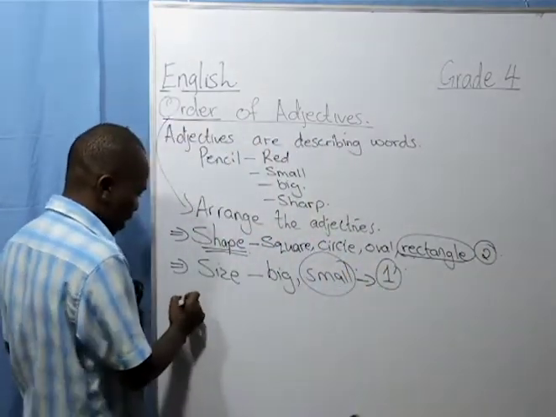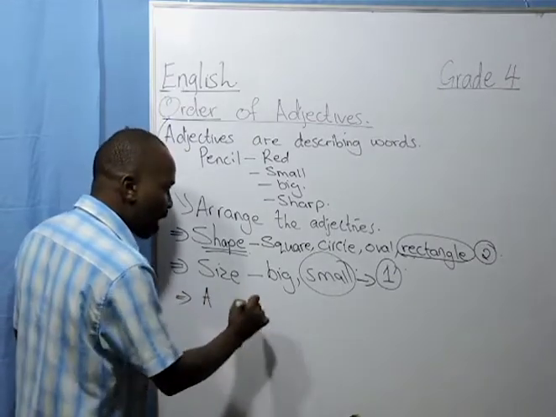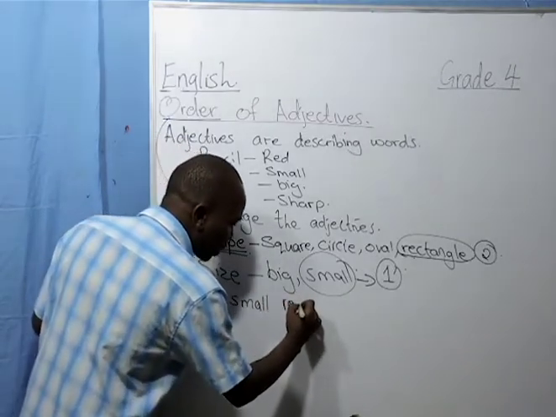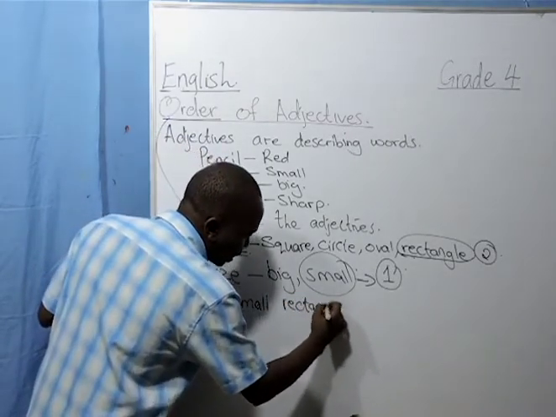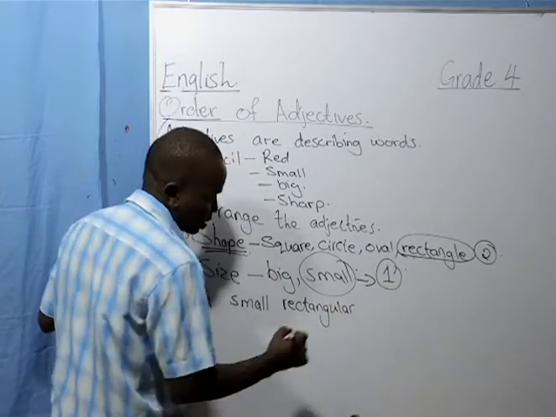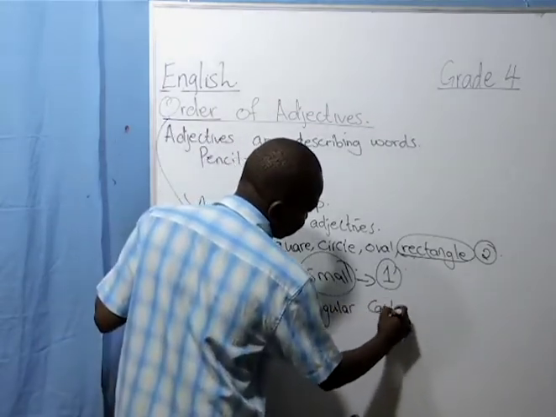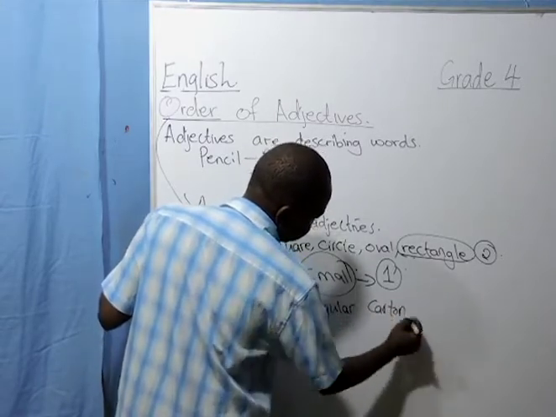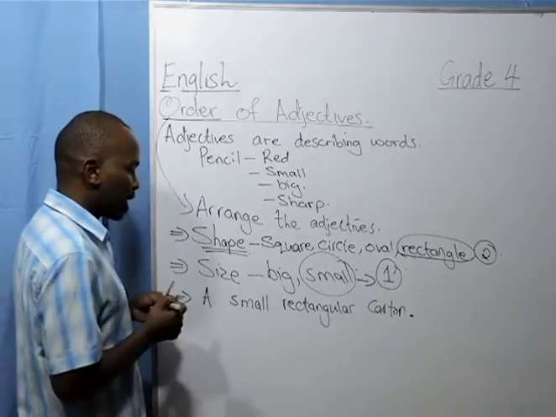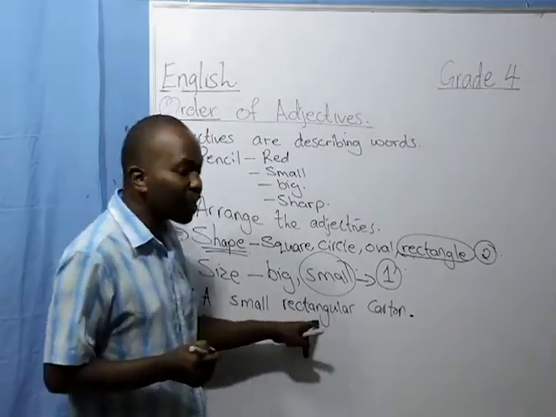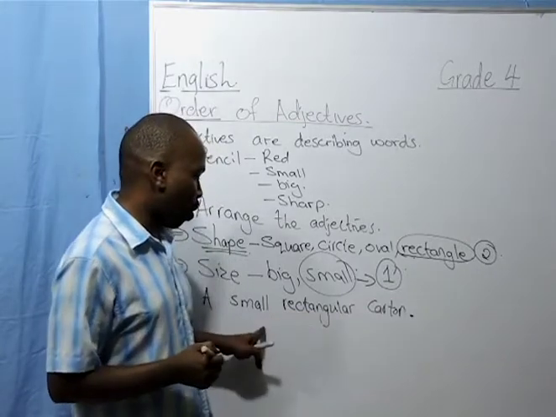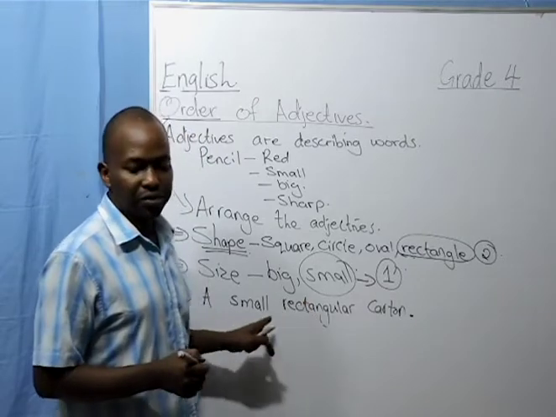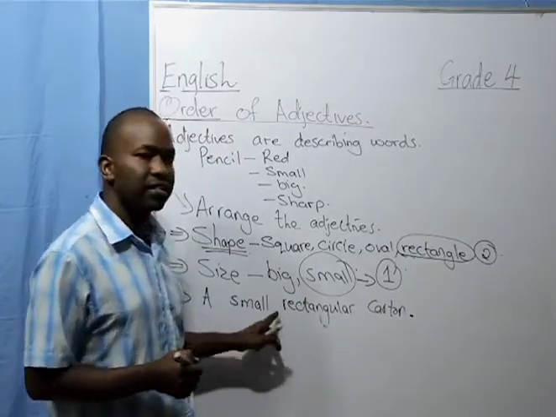So we will say the teacher was holding a small rectangular carton of milk. The teacher was holding a small rectangular carton. A small rectangular carton. Size, shape.